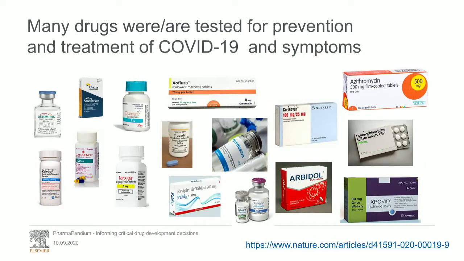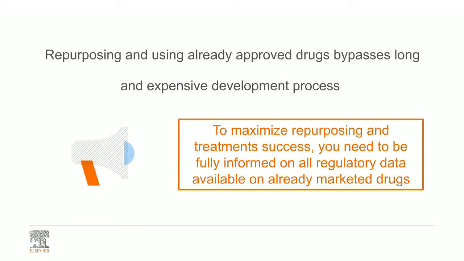Next to, of course, many promising new vaccines that are currently being developed, there are also many existing drugs that are being tested for prevention and treatment of COVID-19 and COVID-19 symptoms. And this is, of course, a very sensible strategy, as developing a totally new drug can take up to 10 years or more and consume, of course, a significant amount of resources. Depending on the numbers, it can be somewhere between 500 million and $2 billion US. Testing an already approved drug for a new indication actually makes a lot of sense.